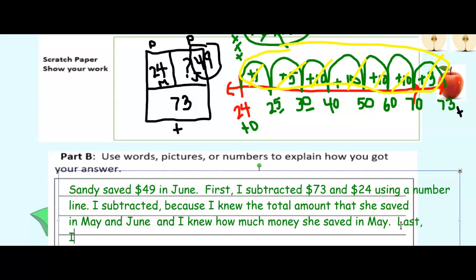Last, I subtracted using a number line and counting up from $24 to $73. Great job, boys and girls.